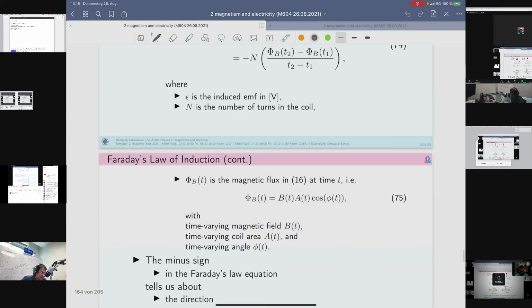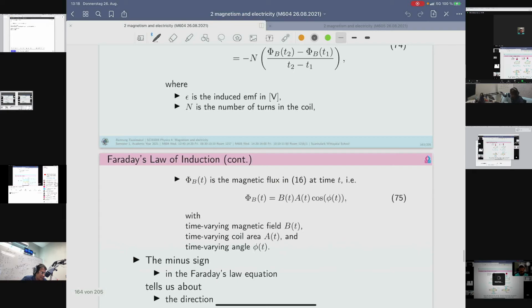Band omega, right? Band omega is that for the generator. This is Faraday's law: epsilon equals minus N delta phi B by delta t, right? And phi B is this one.